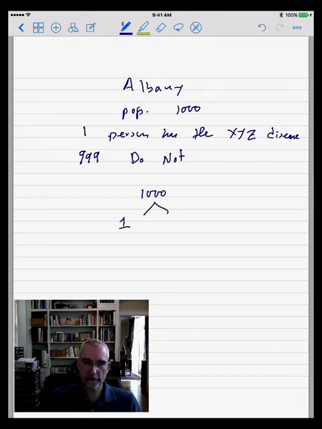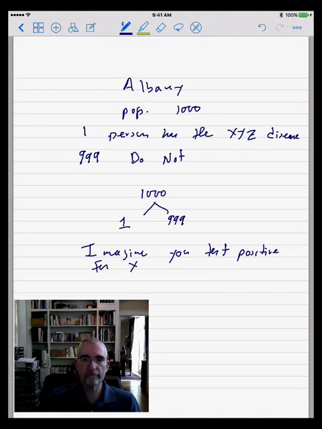So I make this a little bit of a decision tree. You can see here I have 1 and 999. One has the disease, 999 don't. So now let's imagine that you have the XYZ disease. No, I'm sorry, let me change that. Imagine you test positive for the XYZ disease. Now, this doesn't necessarily mean you have the disease because you could be a false positive. But what do you imagine the probability is that you actually have the disease?